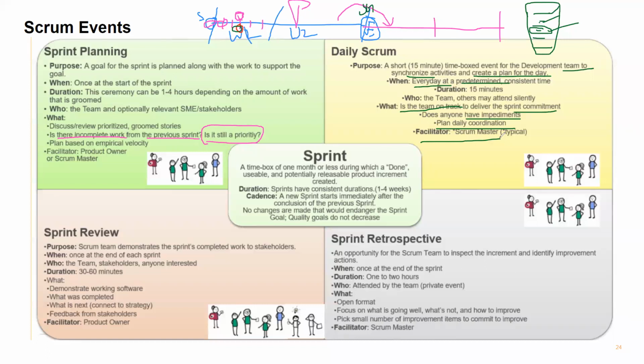Sir, actually, I still have a confusion about the Scrum functions, I mean the daily duties. It means we conduct Scrum meetings daily, either 15 to 20 minutes.